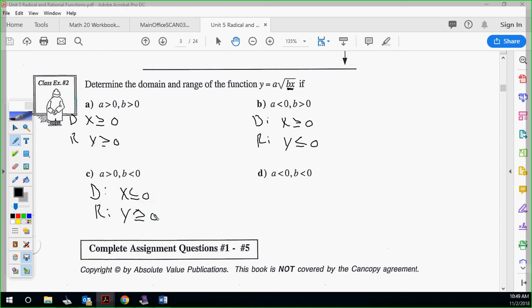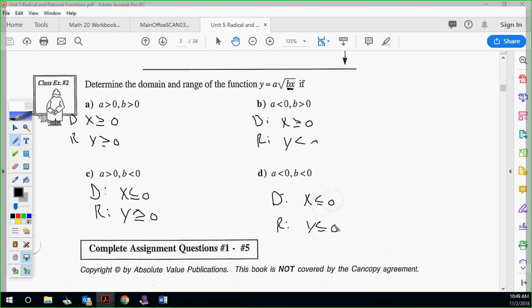And then when they're both negative, they're both flipped. Domain less than or equal to 0, range less than or equal to 0. There we go.